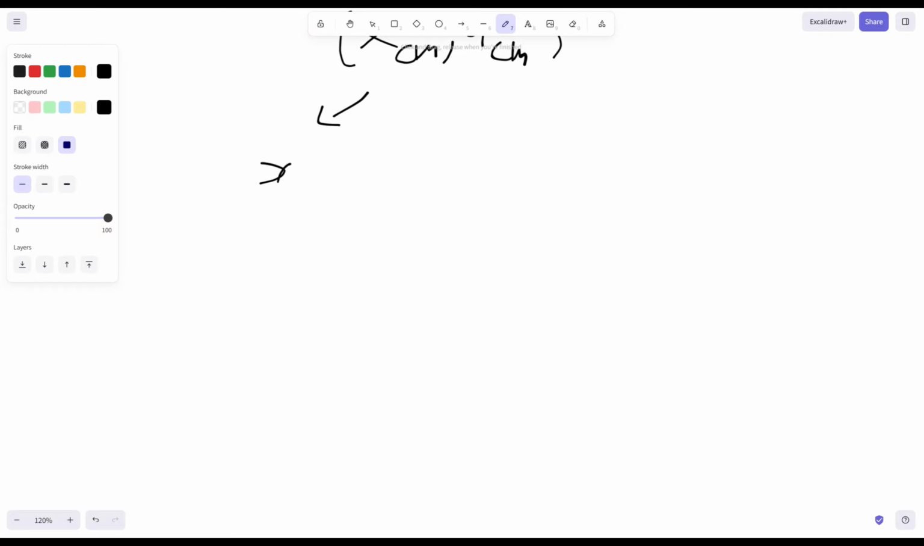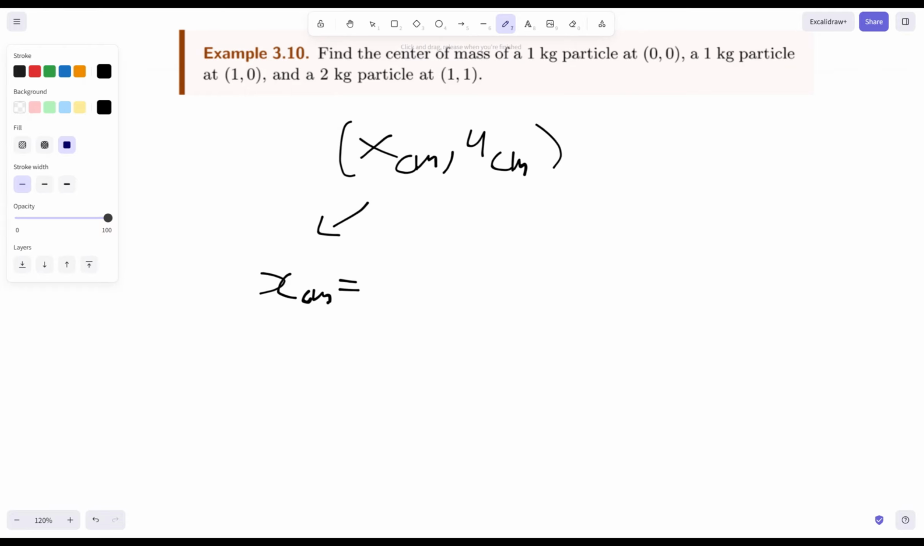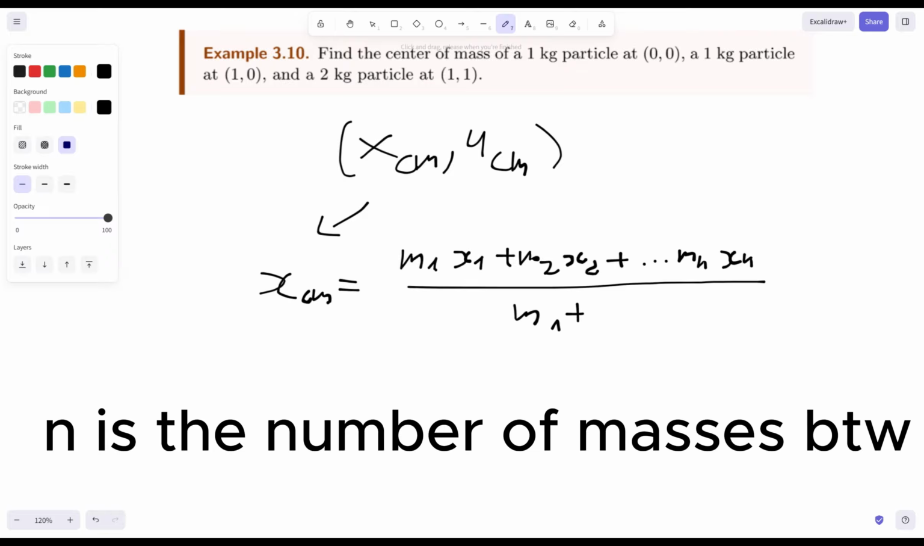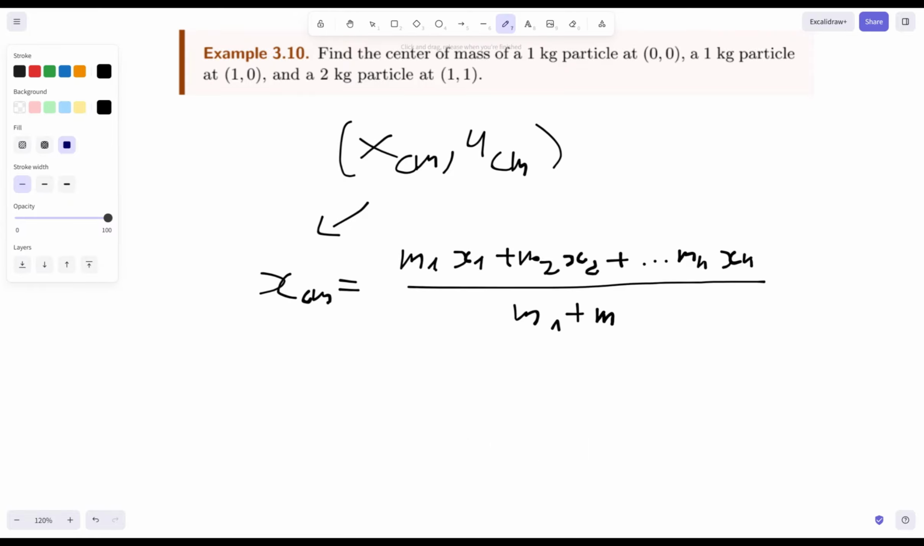Okay, how do we find these? So the center of mass for the x is going to be m1 x1 plus m2 x2 plus dot dot dot and xn, all over the sum of the masses: M1 plus M2 plus dot dot dot and so on. So this is the formula.